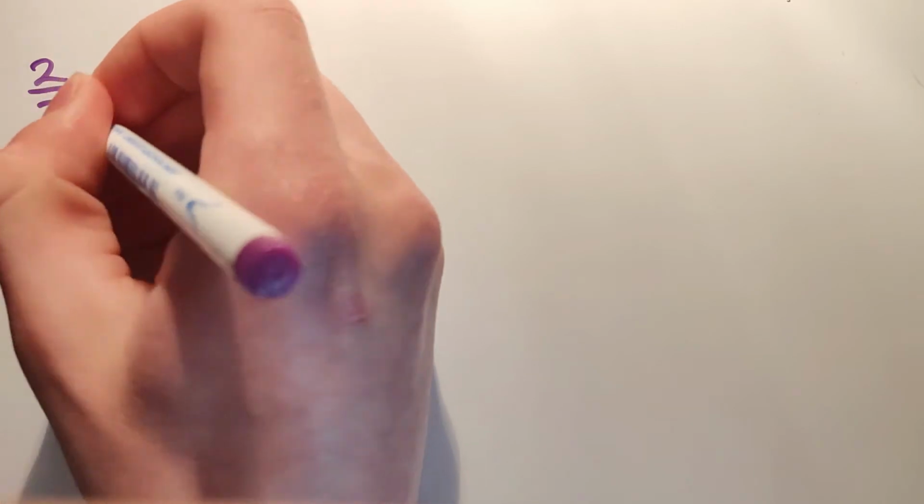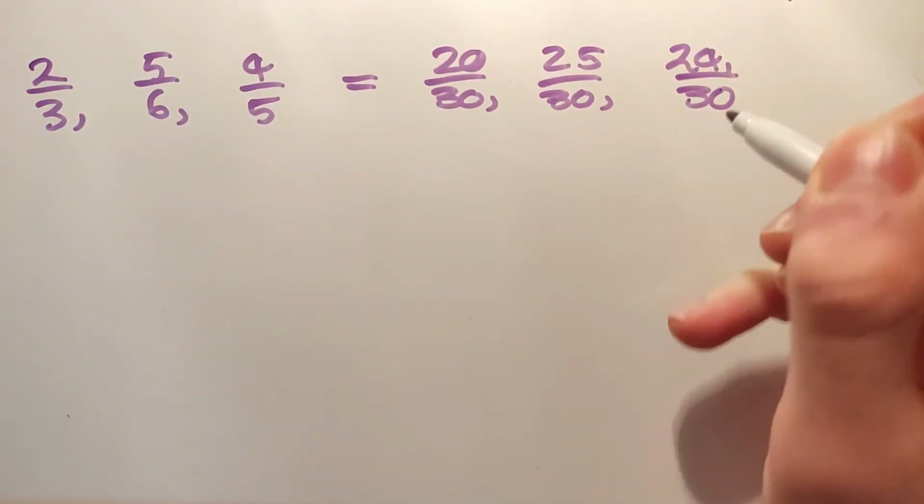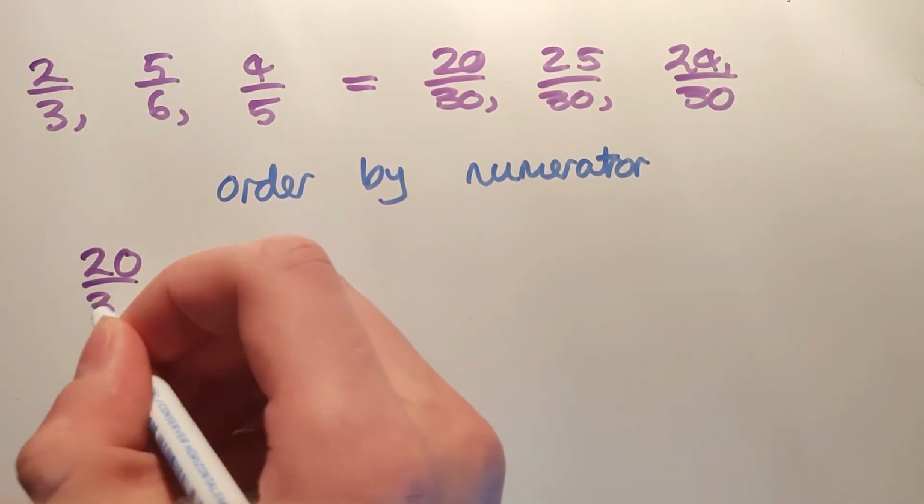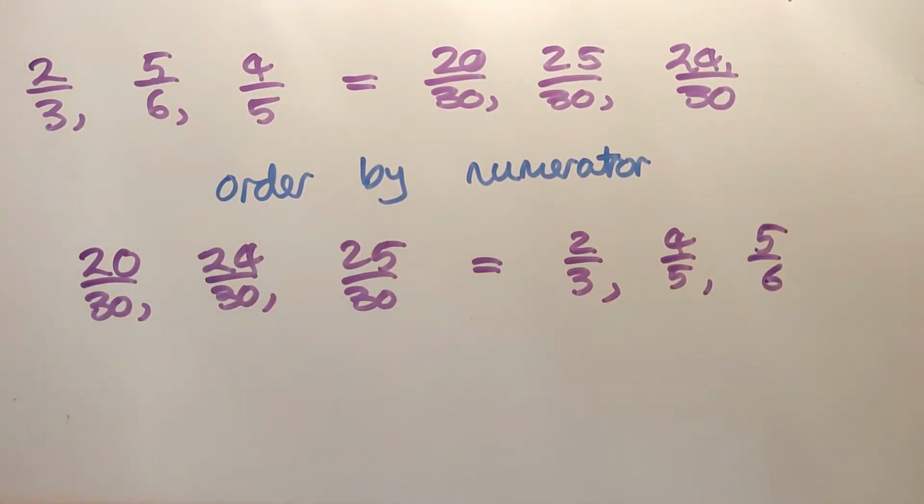To order fractions, we have to find equivalent fractions with the same denominator as we did in adding them, and then order them by the numerator. In this case, 4/5 and 5/6 have been swapped around.